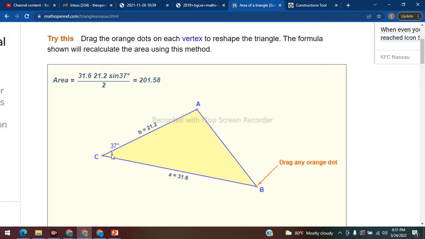Again, if we have a middle angle, and say this one is 21.2 and this one is 31.6, we still don't know what the side is. All we need to do is find the area of the triangle. We would say 31.6 times 21.2, which is these two, multiply it by sine of the angle, divide that by 2, and we get our answer.